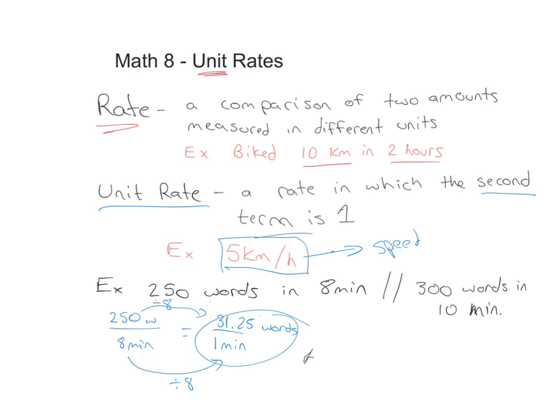Well, let's create a unit rate for the second one. So I'm doing 300 words in 10 minutes. How much would I do in 1 minute? You can see in this case I'm dividing by 10. To keep it balanced, I need to divide by 10. You can see I'm doing 30 words in 1 minute, or 30 words per minute. So you can see in the case where I did 250 words in 8 minutes, that is actually faster than 300 words in 10 minutes. So you can see unit rates can be really powerful.